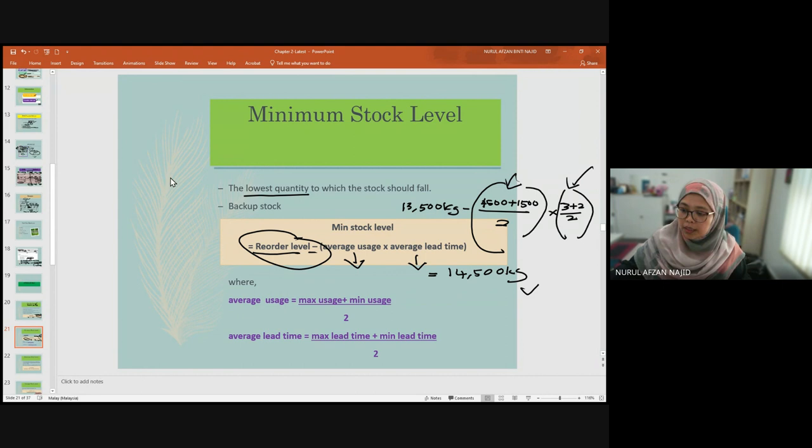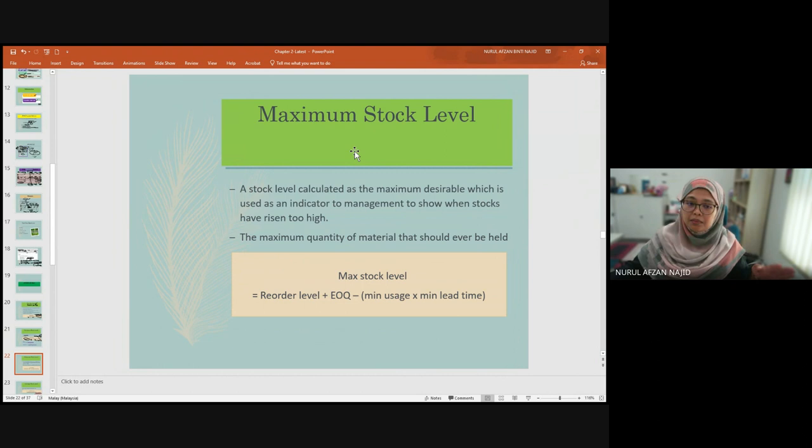Okay. And then proceed dengan next slide, iaitu maximum stock level. Minimum backup stock. Maximum adalah yang paling maximum, yang paling tinggi. Yang menunjukkan bahawa kalau melebihi maximum stock level, meaning that you dah overstocking. Dia dah overstock. So bila overstock, dia akan jadi impact kepada cost storage, cost handling and so on. So kita tak nak benda tu berlaku.